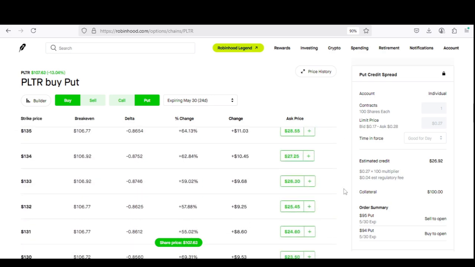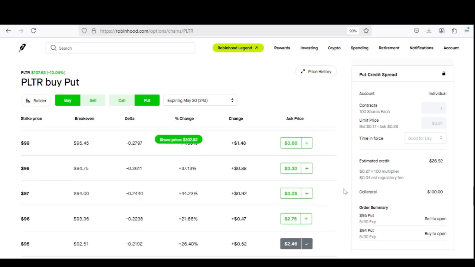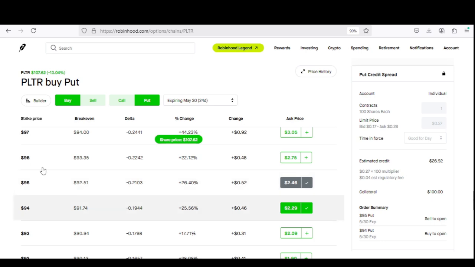Now, for the put credit spread, ideally, let me show you where you want the share price to be. You want it to be at the $95 mark right here or above come the expiration date of May 30th. And once that happens, then you keep your $27. This is yours to keep no matter how the trade goes. And then you get your $100 released back to you. And that allows you to do this trade over and over again.